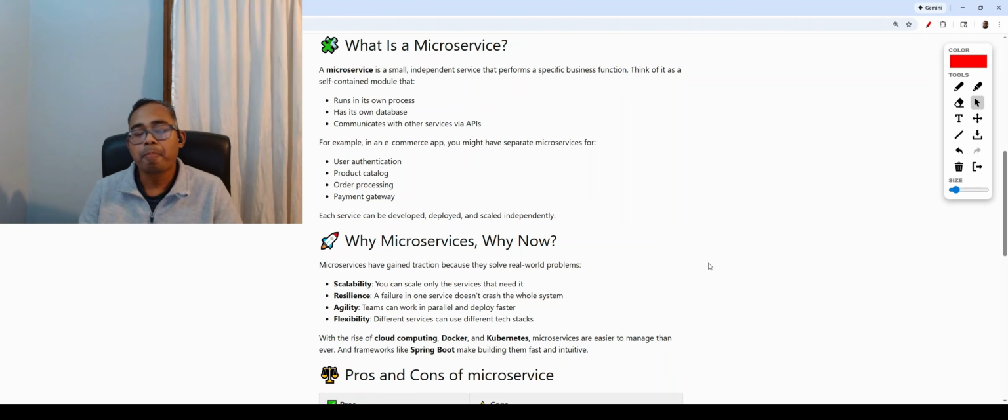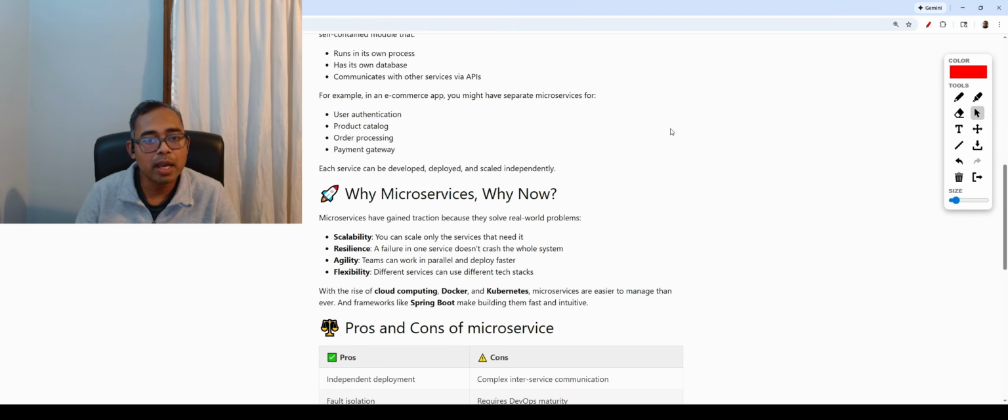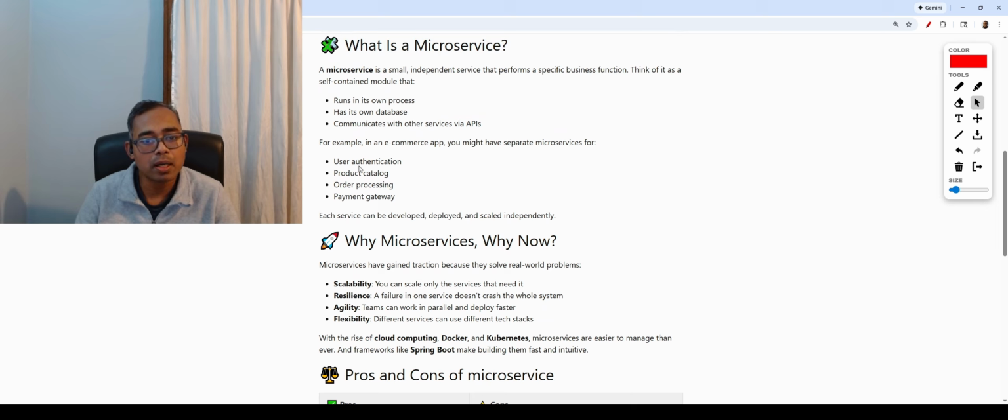So, what is a microservice? A microservice is basically a small, independent service that performs a specific business function. What is a business function? These are all business functions: user authentication, product catalog, order processing, payment gateway. These are all separate business functions.